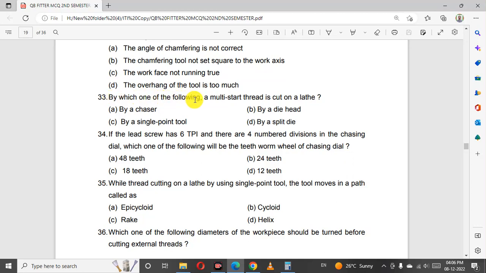By which of the following is a multi-start thread cut on the lathe? By a single point tool.